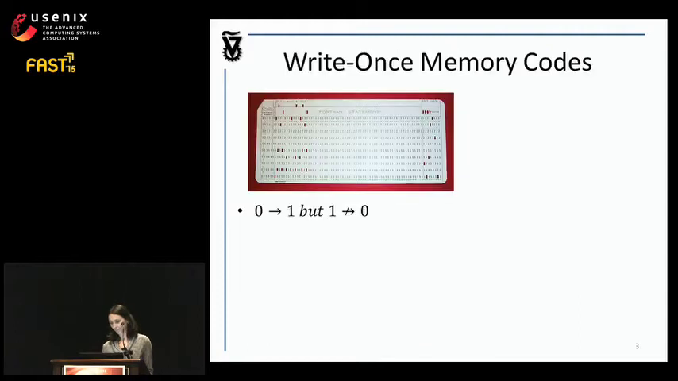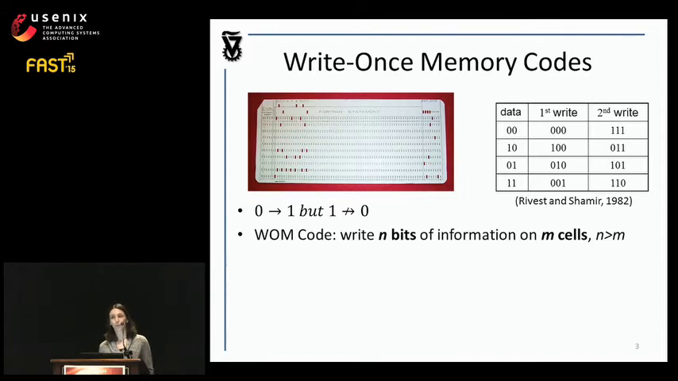So WOM stands for Write Once Memory, which is a media where zeros can be turned into ones, but not vice versa. And punch cards were actually the motivation for the first WOM codes that were suggested in 1982. So the idea is to write n bits of information on m cells where n is larger than m. So what we do is you have to take the data, you have to add some redundancy, and you encode it in a different manner for the first write or for the second write.